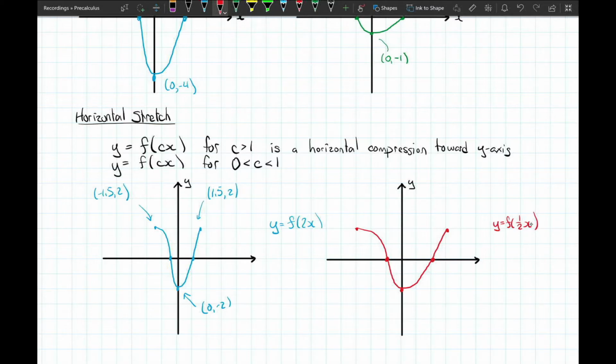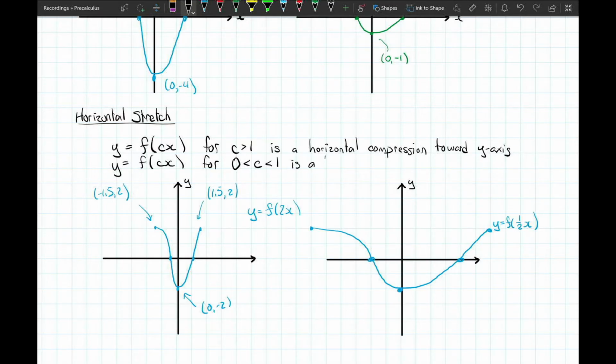So if we take an x value that is twice as large, it gets multiplied by 1/2 before even getting plugged into the function f. And then it'll give us the same output as the original y values. And so this point here at (3, 2) is going to be stretched all the way out to (6, 2). The new graph is going to be horizontally stretched away from the y-axis. Now you can see we have the same basic shape, but it's definitely much more stretched out. So for c between 0 and 1, f of cx is a horizontal stretch.